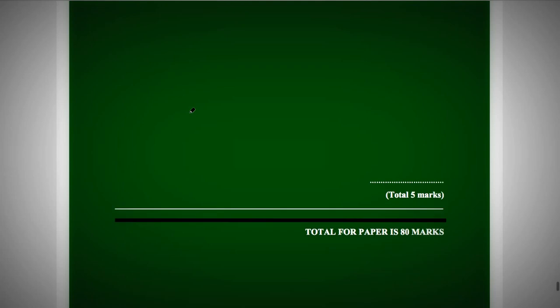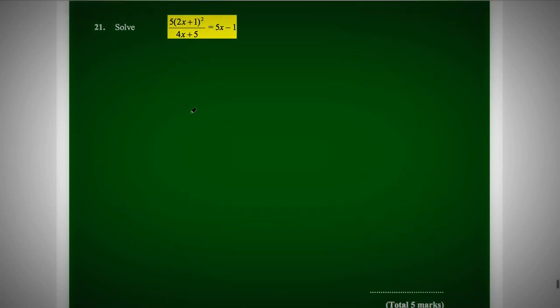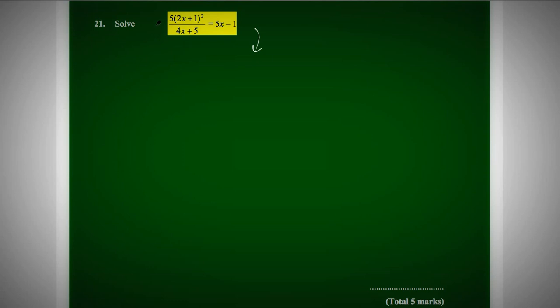Question 21. Last question in the paper, worth 5 marks. Solve this equation. In order to do this, I should factorize first, but in this case it's been factorized for me. So I'm going to go ahead and just multiply both sides by the denominator, because I can't factorize that any further, and this is already fully factorized. So that gives me 5 times (2x plus 1) squared, I'm multiplying both sides by 4x plus 5 here, equals (5x minus 1) times by 4x plus 5.